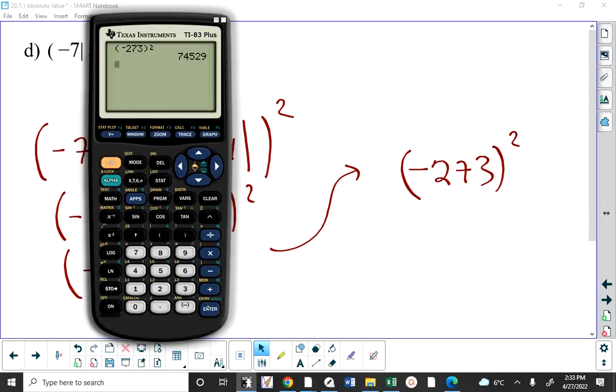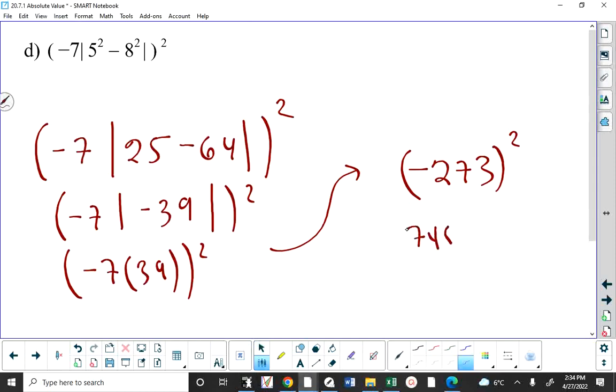I don't know if you noticed, but instead of going to do that, I was just going to do this. Whoops. Because I know that when I square a negative, it becomes positive, so I wasn't going to waste the time putting the negative there. By the way, we get 74529. Is this positive because there's an absolute value in the question? No, it's positive because we're squaring something.